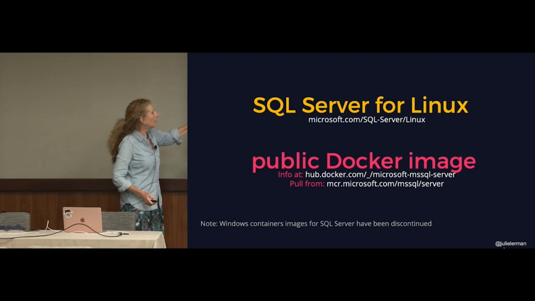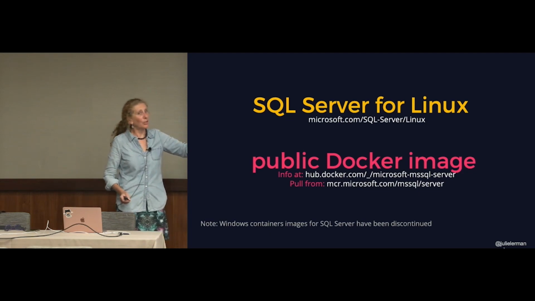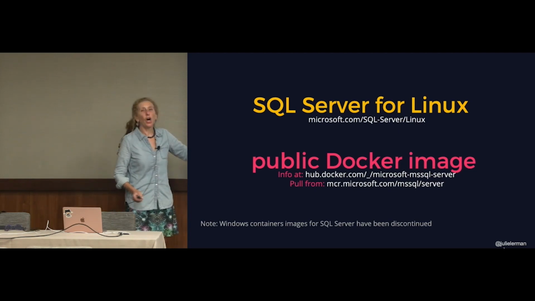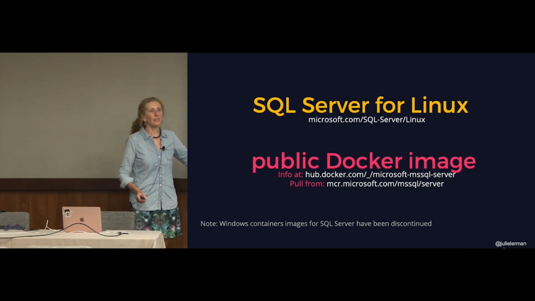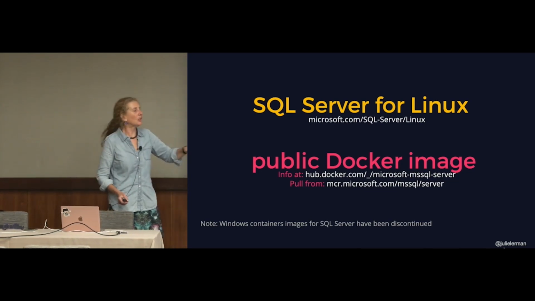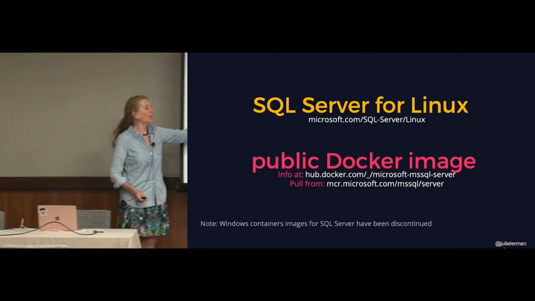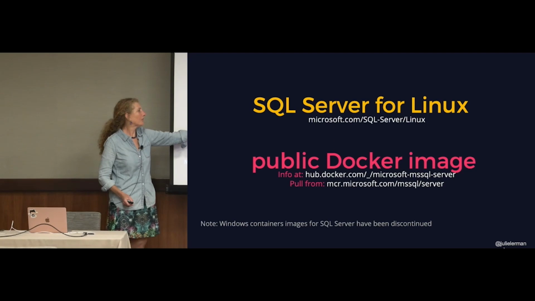And for those of you who are quite familiar with getting things from Docker Hub, Microsoft moved all of their images to their own Docker repository. So the image information is on Docker Hub, but the actual images that you pull from are at mcr.microsoft.com. So just an FYI on that.